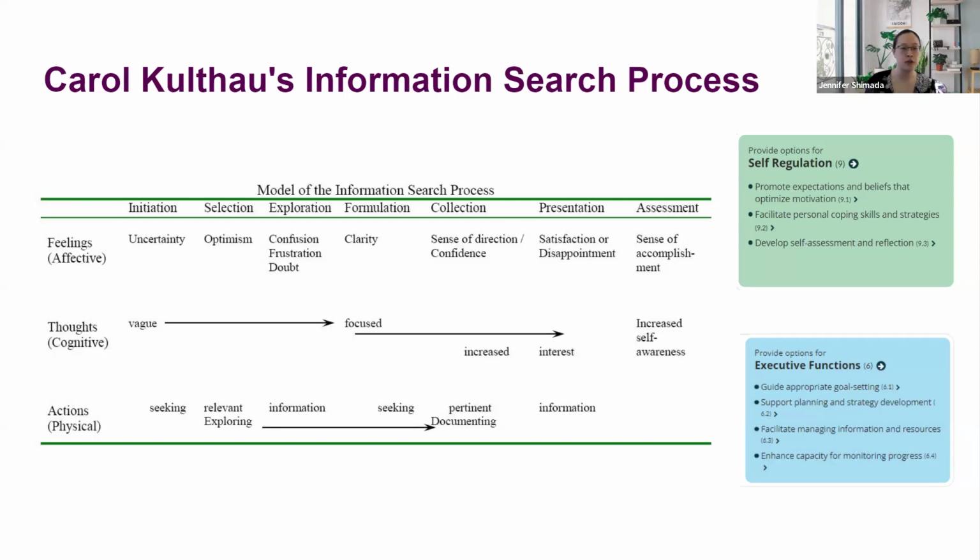Bringing this into UDL terms, if you are aware of the thoughts and feelings that students might experience along the stages of this process, you can provide options for self-regulation, so helping students optimize motivation and have personal coping skills, even as they're dealing with feelings like uncertainty, confusion, frustration, and doubt that they might experience throughout the process. And you can also help guide their thoughts from vague and unfocused to focused through supporting executive functions, guiding appropriate goal setting for their information seeking, enhancing capacity for monitoring their progress towards meeting that goal.